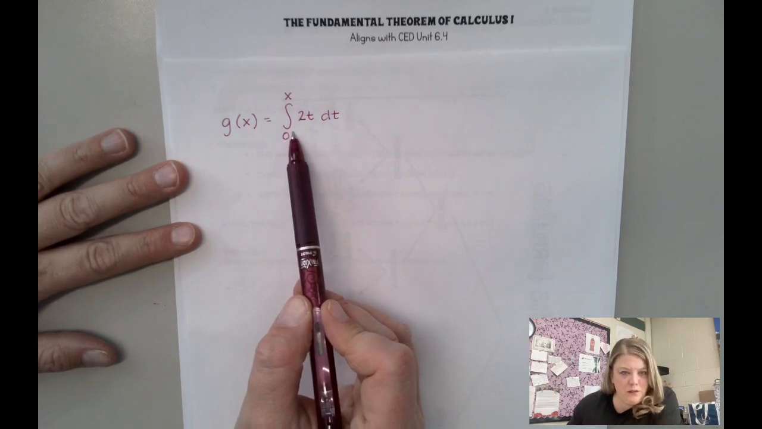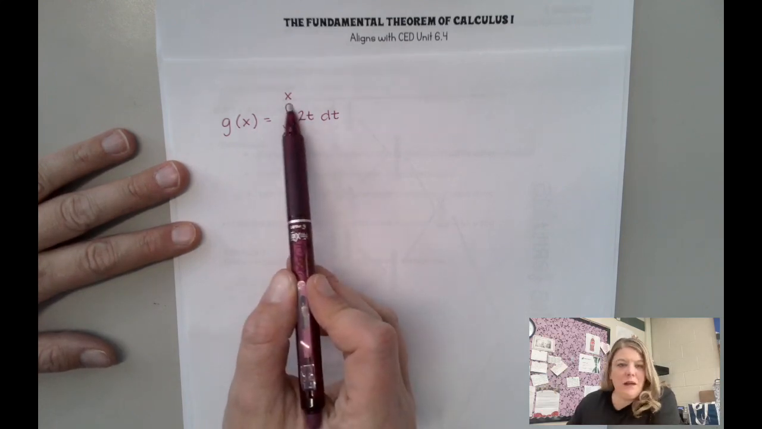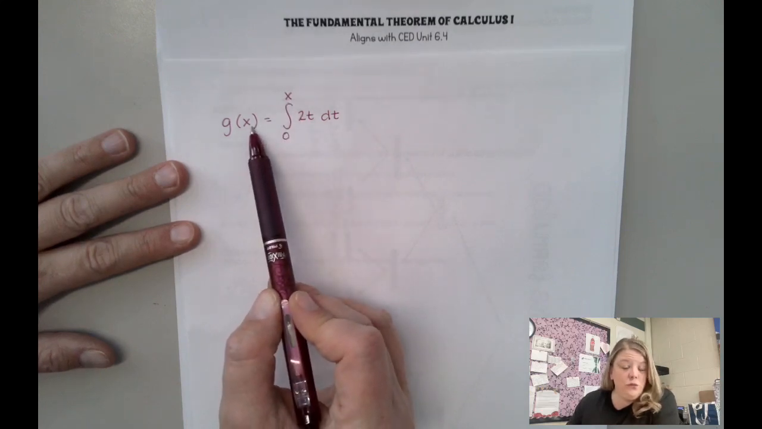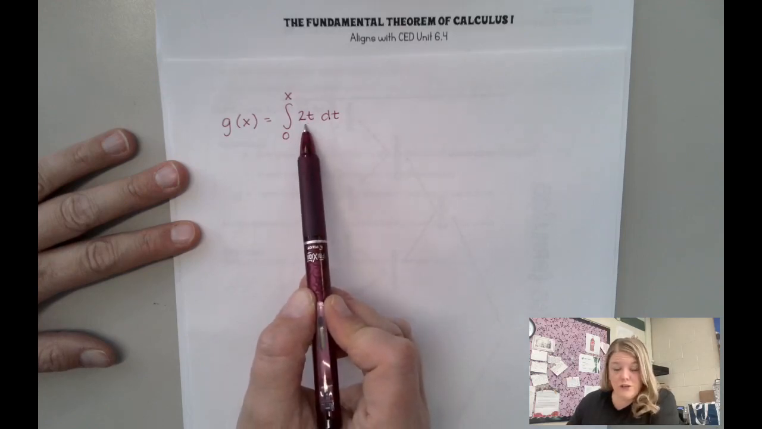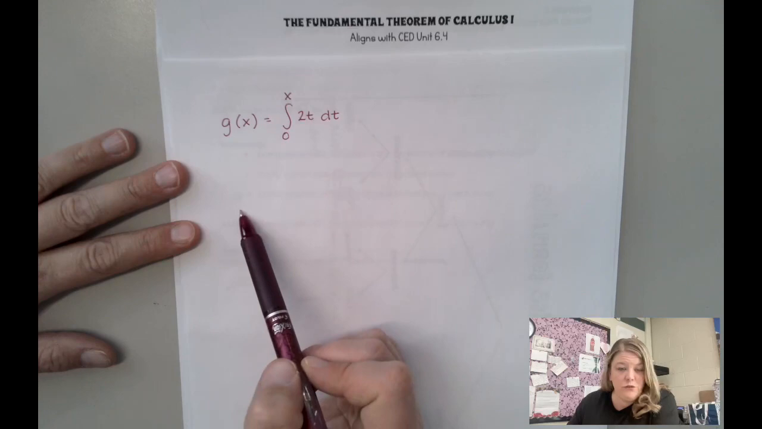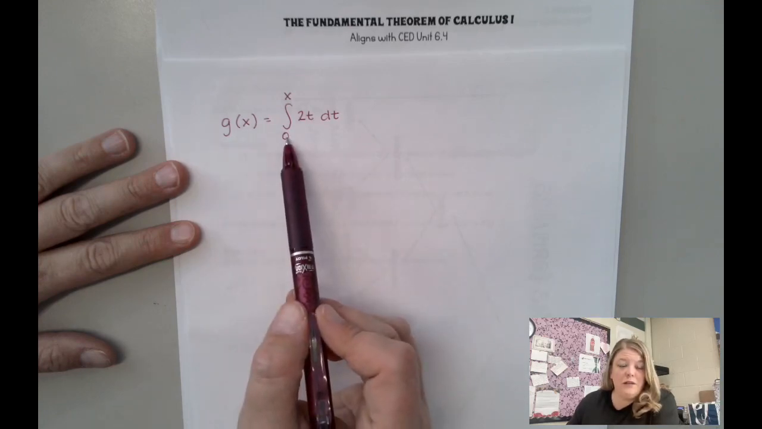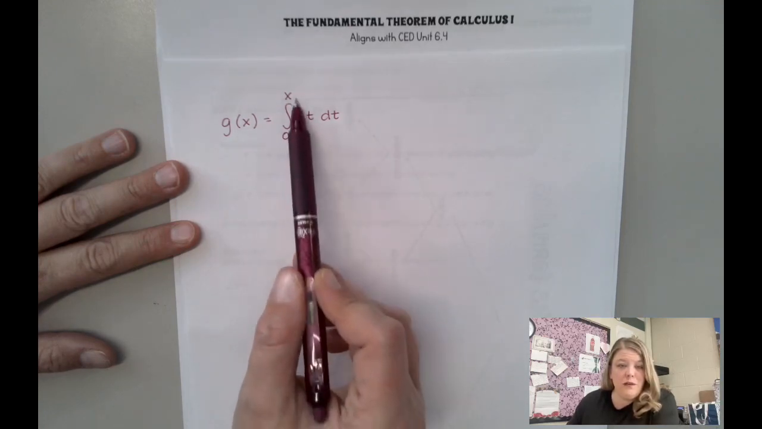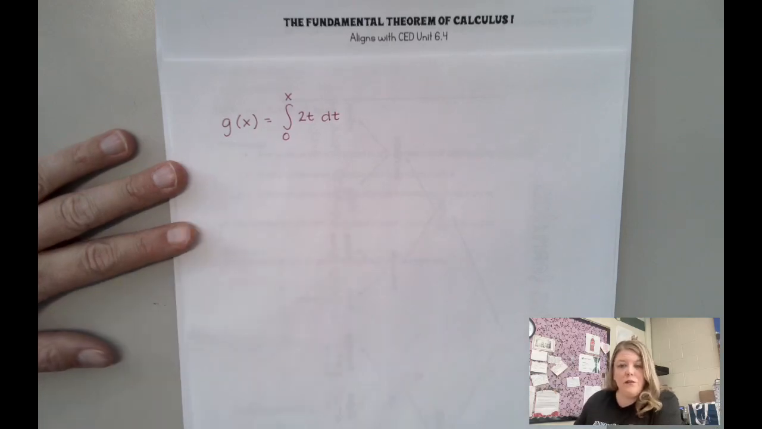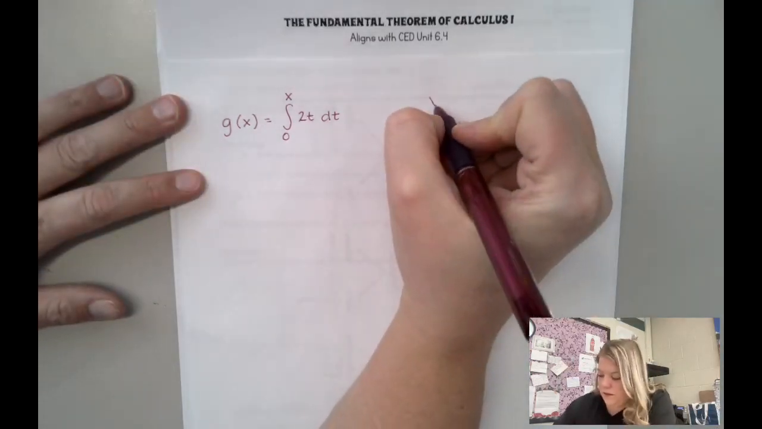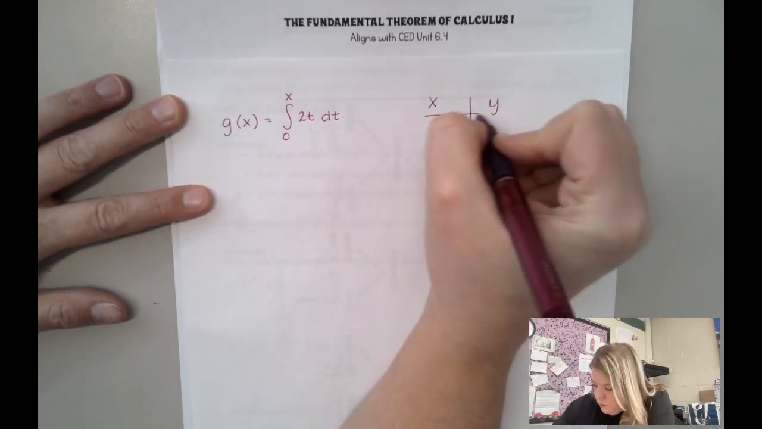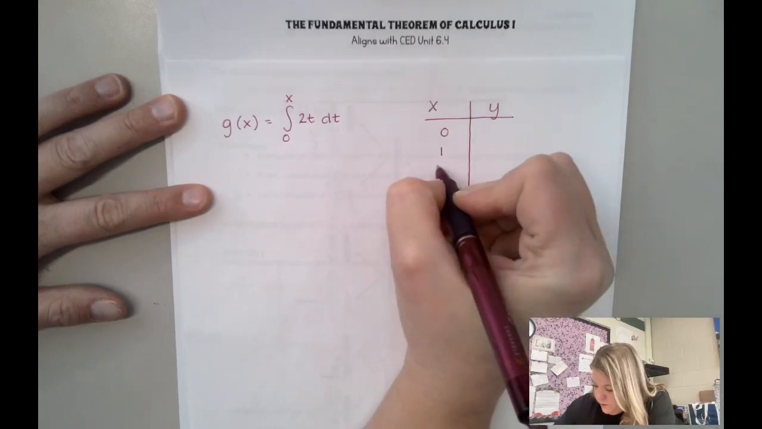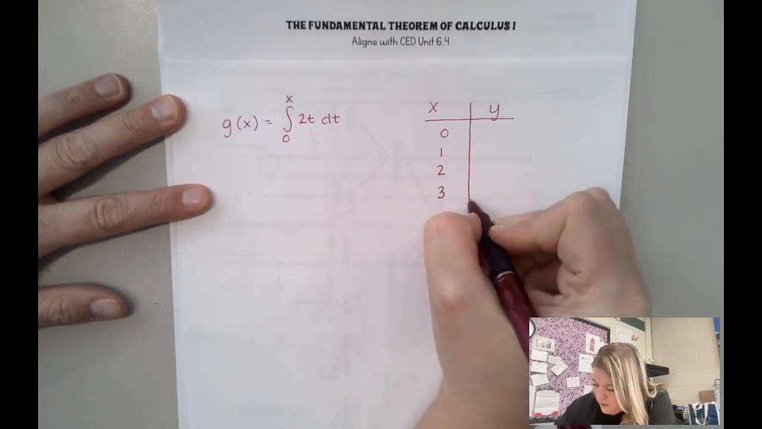We're familiar with what an integral means, okay? But you'll notice that my variable now is this upper endpoint. So when I say g of 2, what I'm really doing to evaluate my function is take a look at this function and find the area between 0 and 2. When I say g of 5, I'm going to find the area of 2t between 0 and 5, okay? So let's make a table of values here for what this function might actually look like, okay? And we'll just go 0, 1, 2, 3. I think that should be enough to make my point.